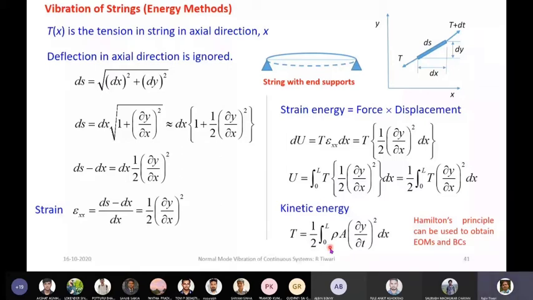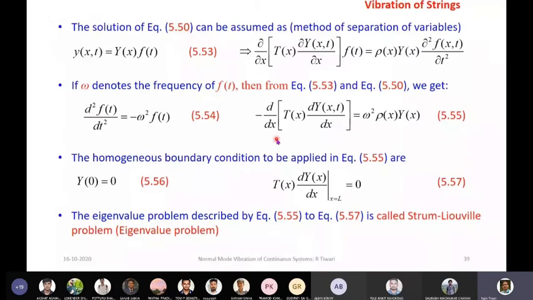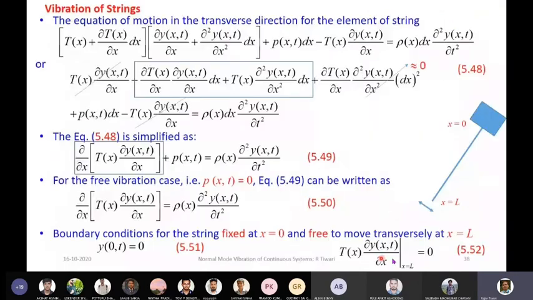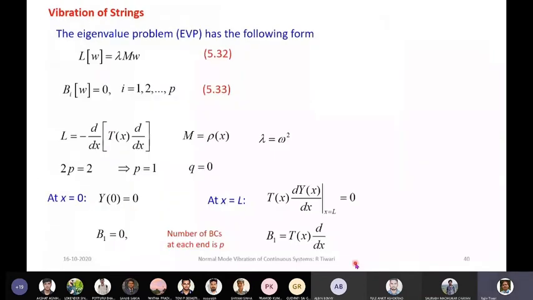Using Hamilton's principle, here only one independent variable y is there. So we can use Hamilton's principle to obtain the equation of motion, as we did for the beam case, which was much more complex. We'll get the same equation of motion as we obtained before. And even the boundary conditions will come from Hamilton's principle. I am leaving it to you to derive and check.